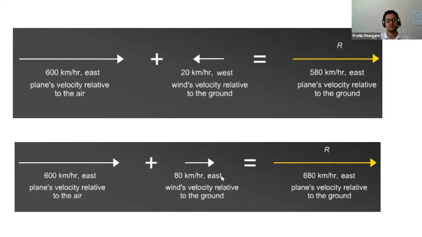And in the second case, both the plane's velocity with respect to air and the wind's velocity relative to the ground are in the same direction. That means we'll add those together, and then the relative velocity will be 680 km per hour. In both cases, we have only one direction. Here we are using the x direction. But if there are two directions, x and y, then we'll use the Pythagorean theorem to find the magnitude of relative velocity.